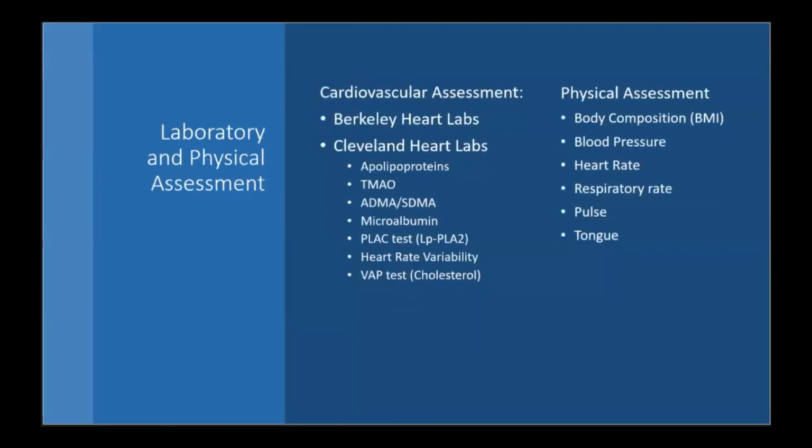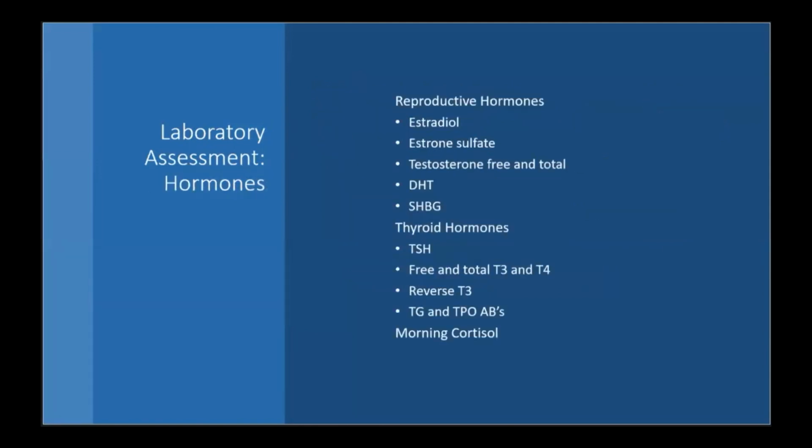Or did I miss that? Oh, yeah. Physical stuff, right? Blood pressure, composition, heart rate, respiratory rate. We got to put all these things together, of course. And then hormones: estrogens, testosterone, your androgens, dihydrotestosterone, sex hormone binding globulin, and your thyroid hormones. You want to make sure you look at all of those together.